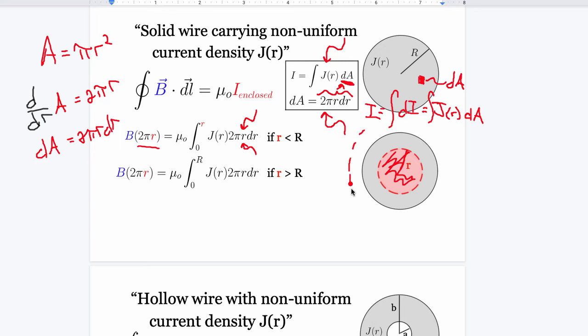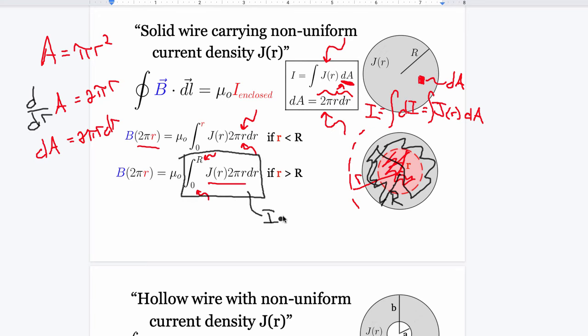What if you made your Amperian loop out here? You wanted to know what B was outside of the wire. No problem. Just stop your integral at big R. You can't be adding up any more current than all of the current. You have to stop all the way to here. Once you get there, boom, the integral's done. You got all the current. So this right here is an expression for the I total that's flowing through this wire.